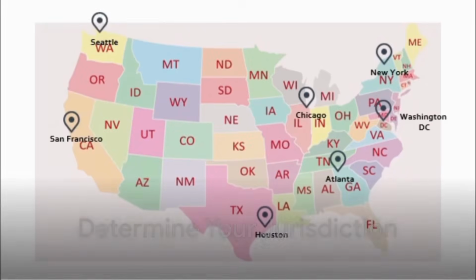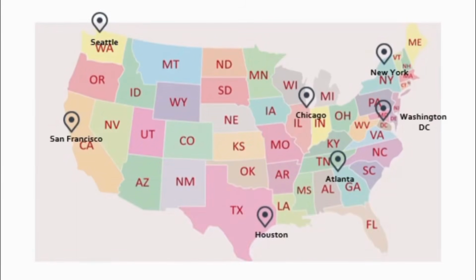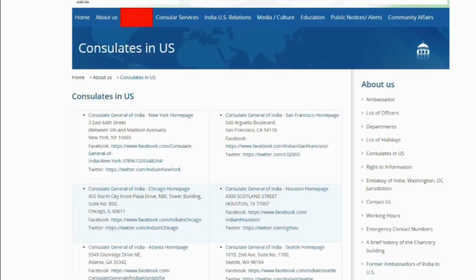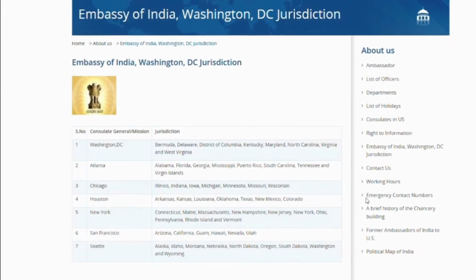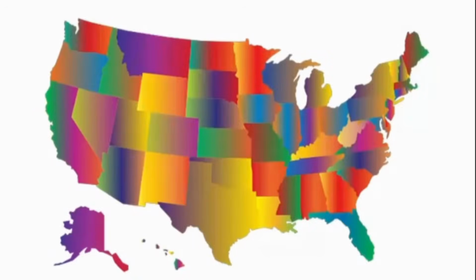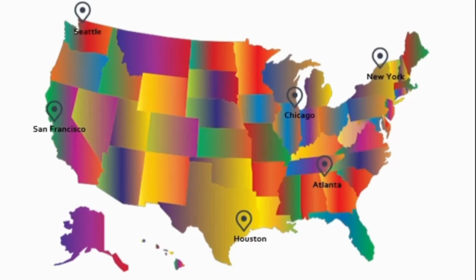First, find out which Indian consulate has jurisdiction over your U.S. state. Go to VFS Global's website and choose your state to see which consulate you should apply to. This is important because every consulate has slightly different instructions and addresses. There are 6 consulates general of India across the United States: Seattle, San Francisco, Houston, Chicago, Atlanta, and New York, with the main Indian embassy located in Washington, D.C.